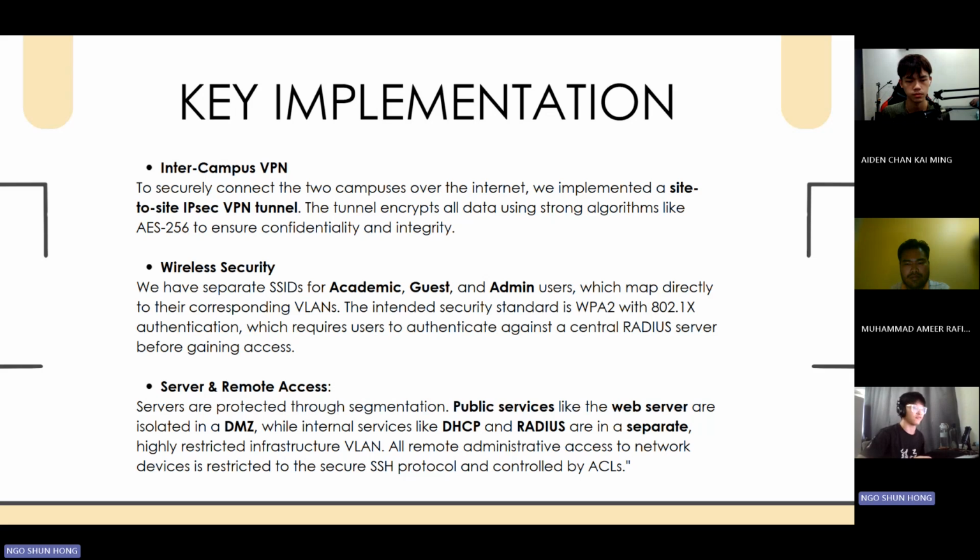For the last one, which is our server and remote access, we implemented server protection through segmentation. Public services like the web server are isolated in a DMZ, while internal services like DHCP and RADIUS are in a separate segment. All remote administrative access to network devices is restricted to the secure SSH protocol and controlled by access control lists. So that's basically our key implementation for secure connectivity.